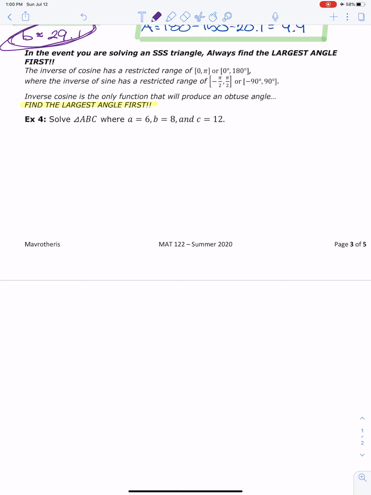So we've got A is 6, B is 8, C is 12. That means that C is the longest side. It's going to be opposite the largest angle. So I'm going to use this version of my law of cosines: C squared equals A squared plus B squared minus 2AB cosine of C. And then I'm going to plug in what I know. 12 squared equals 6 squared plus 8 squared minus 2 times 6 times 8, again, cosine of C, that's what we'll eventually be solving for.